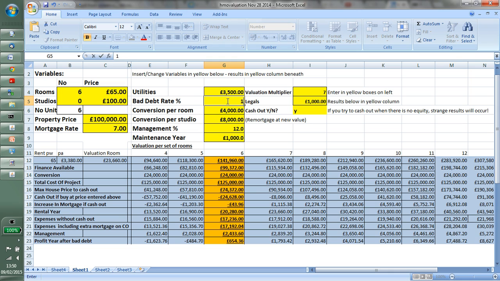Put that back to 10%, and then if you manage it for yourself, no management fee, then obviously you're going to take the entire 5,000 yourself on that basis. So I hope that helps, but that's basically the spreadsheet in its essence.